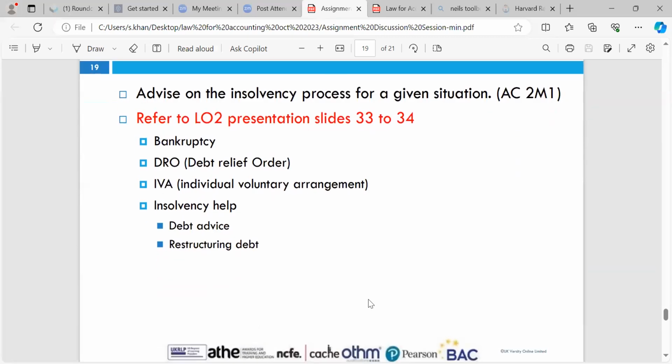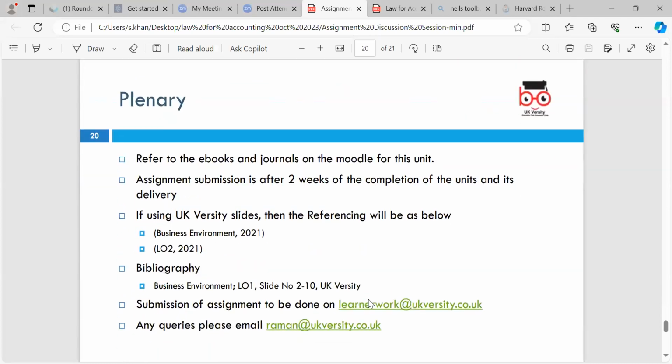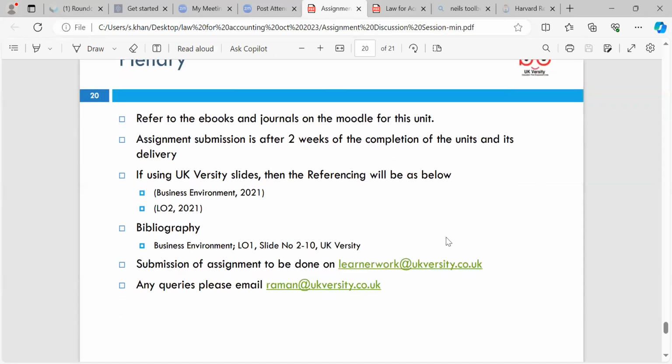Okay. So then the plenary here is to refer to your ebooks and journals on Moodle. Assignment submission is 2 weeks after the completion of the unit. And then if you're using the UK Varsity slides, which we've gone through, then this is how you should reference them: Business Environment 2021. So if you're taking something out of the slides, reference it like that. Business Environment 2021 or Learning Outcome 2 2021. And in the bibliography, you would put Business Environment, Learning Outcome 1, slide number 2 to 10, UK Varsity. Do you understand that? So if you're using the slides or anything out of the slides, that's how you should be referencing that.